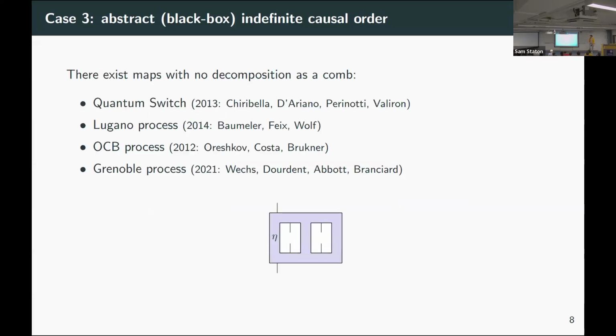And there are lots of examples of weird maps that live in this class: the quantum switch, the Lugano process, the OCB process, the Grenoble process. There are lots and lots of these. And quantum people are interested in these because they exhibit all sorts of exotic quantum phenomena, like superpositions of causal orderings, and they can beat certain communication bounds and things like this.